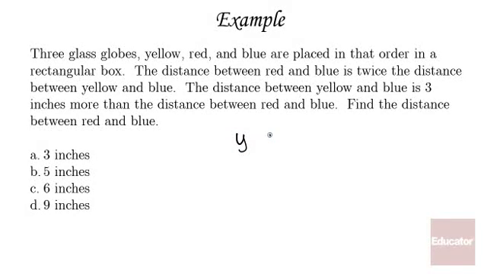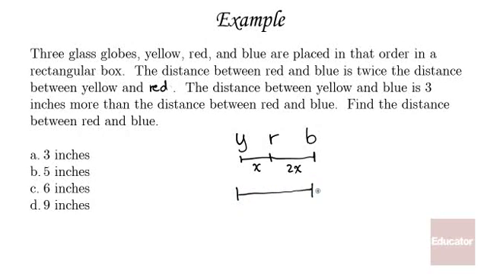We have yellow, red, and blue. So I might not have spaced them out accurately, but at least we know that they are in this order, and we can start filling in the information. The distance between red and blue is twice the distance between yellow and red. So if I say yellow to red is represented by x, the distance from red to blue is 2x because it's twice the distance. The distance between yellow and blue is 3 inches more than the distance between red and blue.